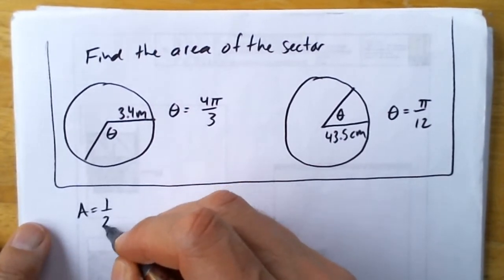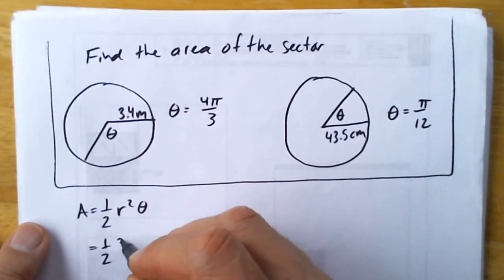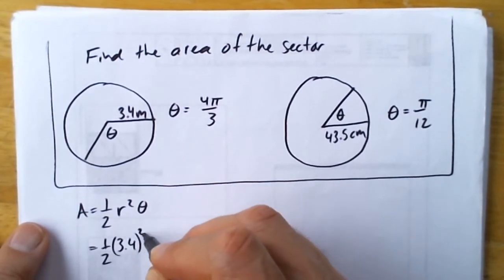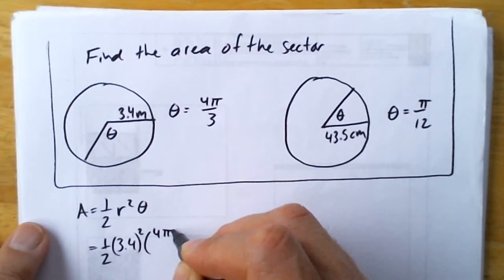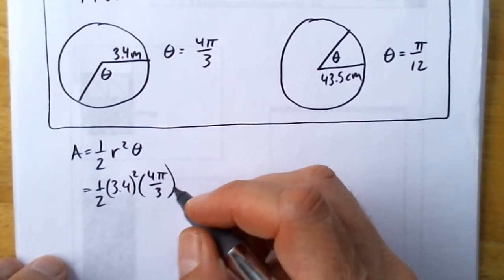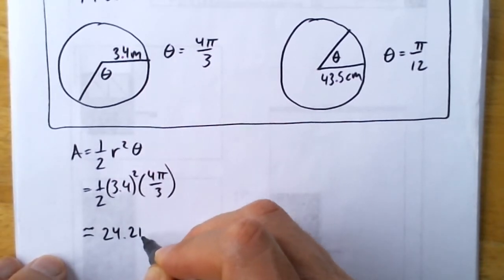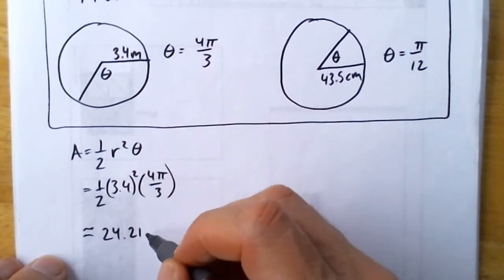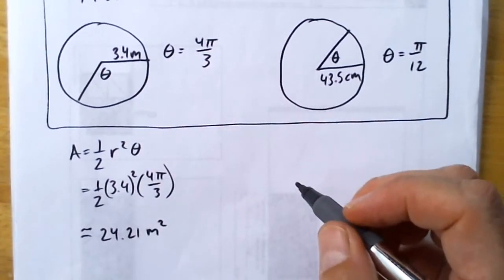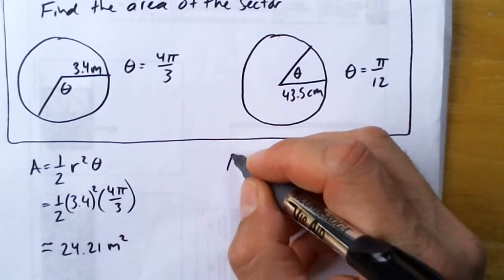Area of a sector is 1/2 r squared theta. Theta has to be in radians. That's in meters, so we have square meters. Pause the video and try that one.